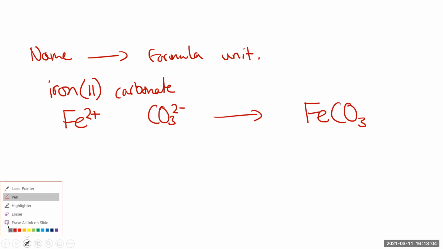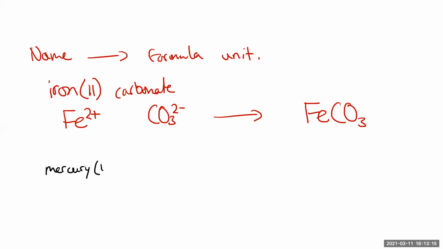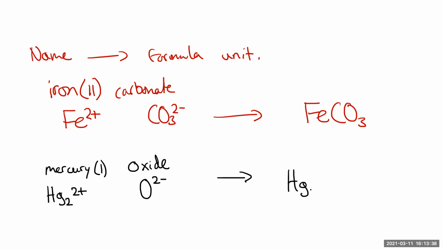Say you had something like, if your name was mercury 1, we'll go with mercury 1 oxide. So mercury 1 is Hg2 2+. Oxide is O2-, meaning that you have Hg2O to give you a neutral ionic compound's formula unit.